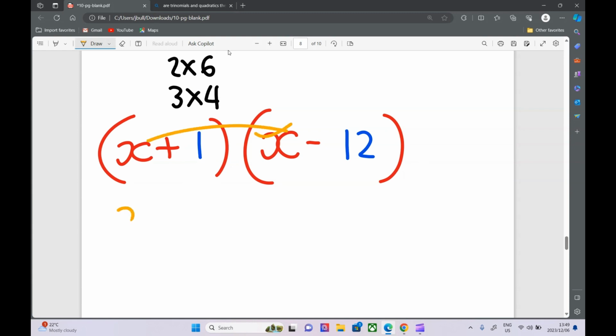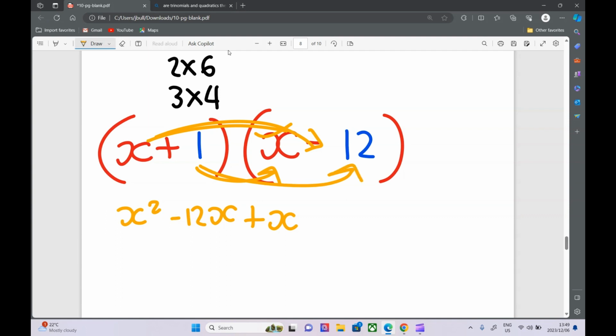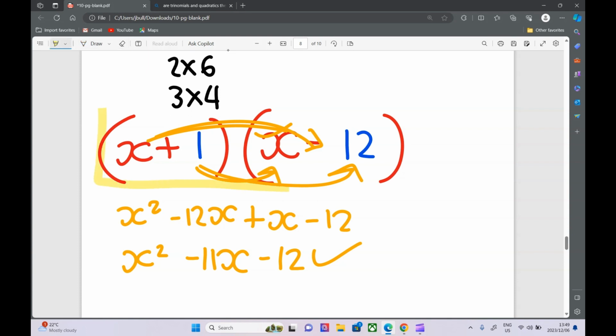x times x, x squared. x times minus 12, minus 12x. 1 times x is x. 1 times minus 12 is minus 12. So I'm going to get x squared minus 11x minus 12. So that is the right answer. So then we know our signs are right. So we can say then that this is how we factorize that one. If you got the wrong answer when you did the expanding, you would just swap those signs around.